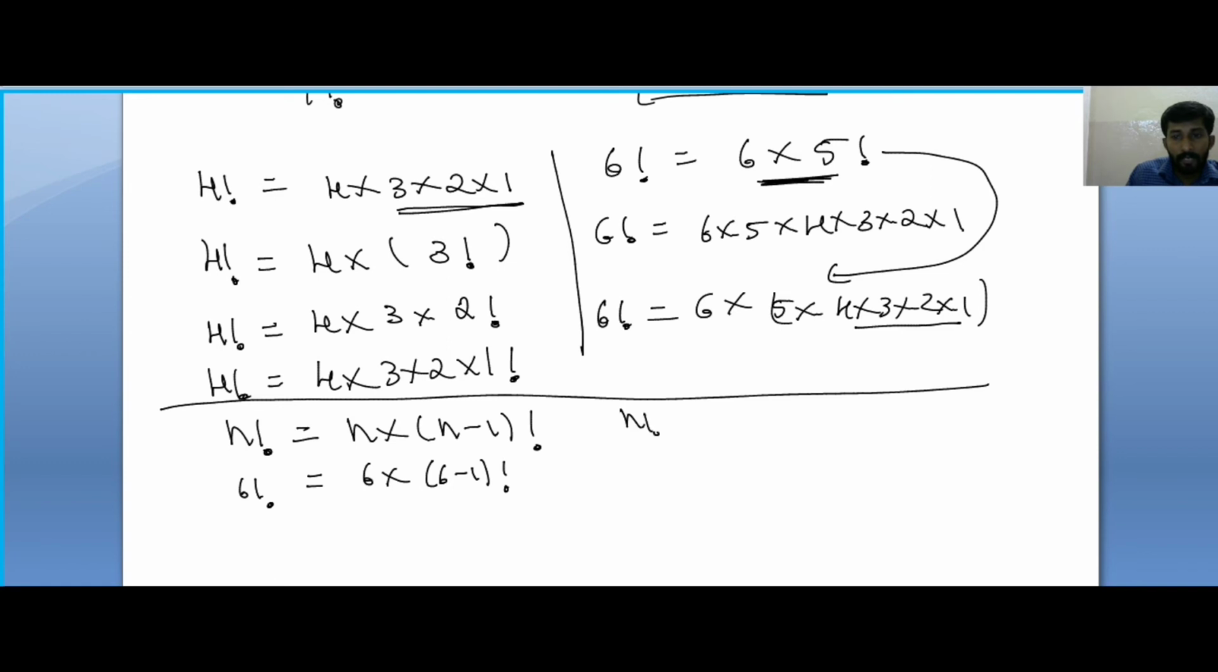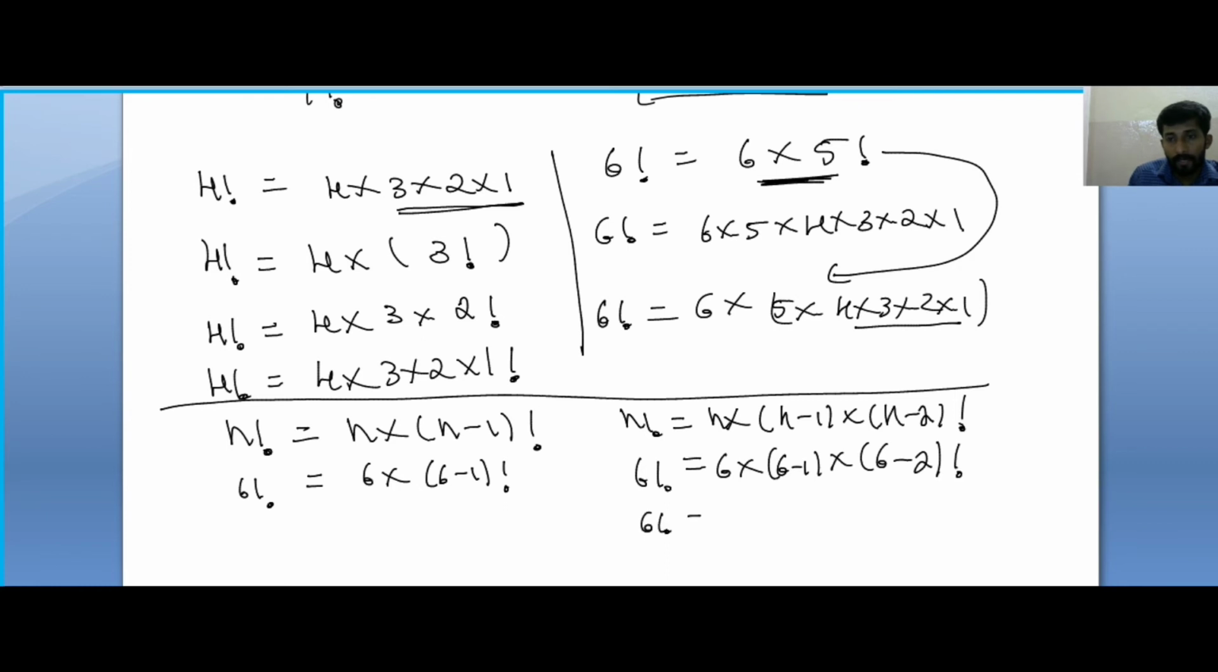Then see, n factorial can be written as n into n minus 1 into n minus 2 factorial. For example, 6 factorial can be written as 6 into 6 minus 1 into 6 minus 2 factorial. What you will get? 6 factorial equals 6 into 5 into 4 factorial. If you expand this, you get 6 into 5 into 4 factorial, where 4 factorial is 4 into 3 into 2 into 1. That is nothing but the expansion of 6 factorial.